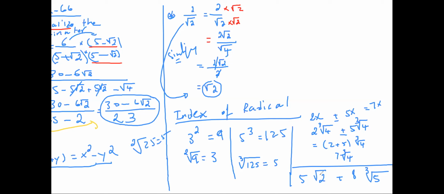What is the index of this radical? 2. The index is 2. Basically, this is like adding 5x and 8y. We can't add 5x and 8y because they're not the same. Same thing here. These are unlike radicals. We can't add them. Okay. All right.